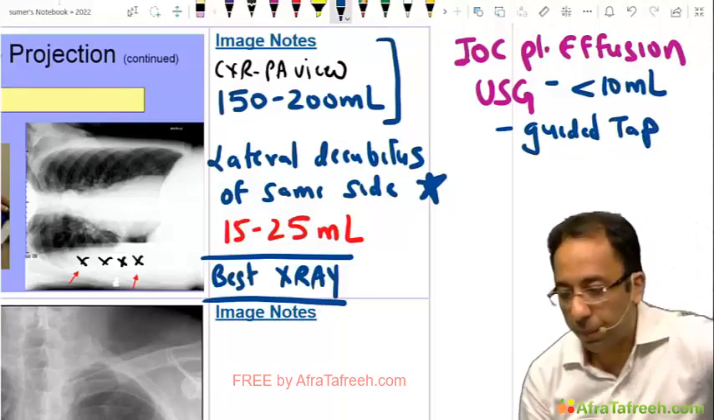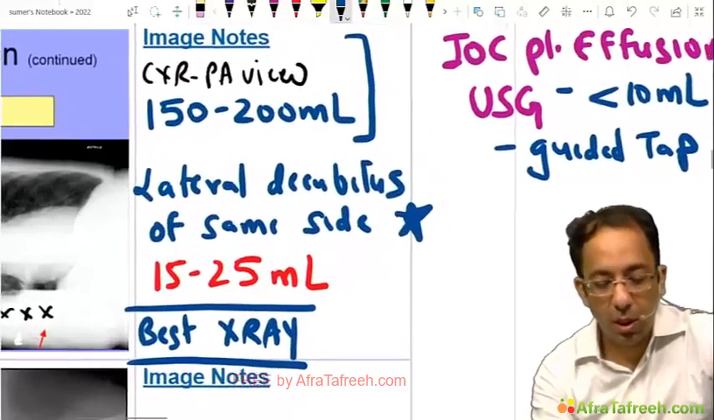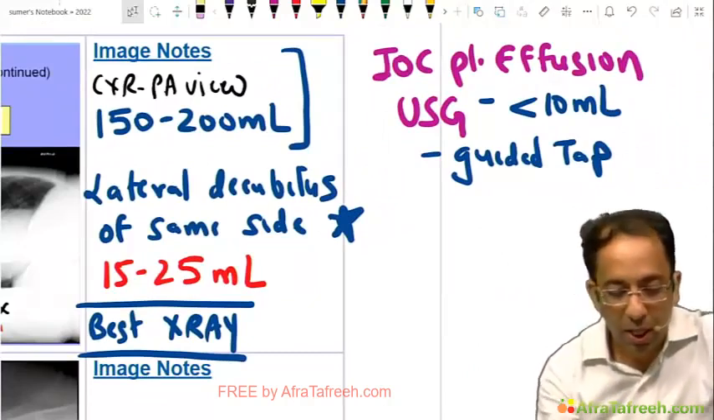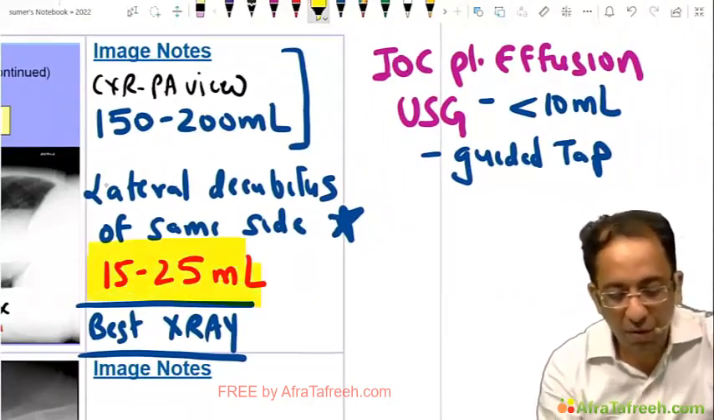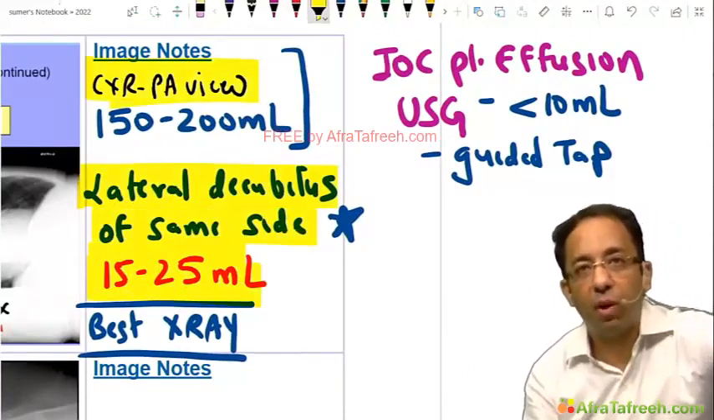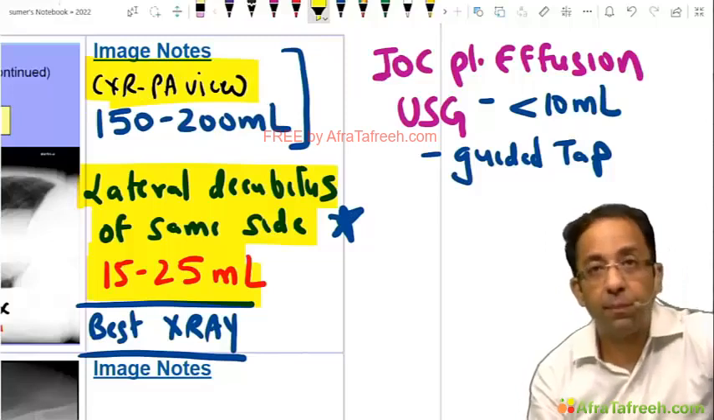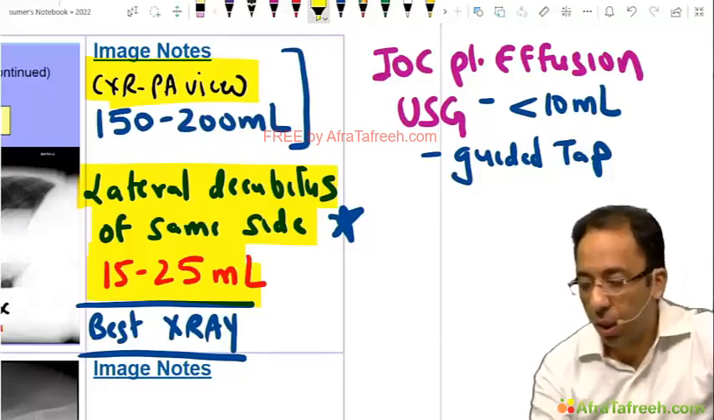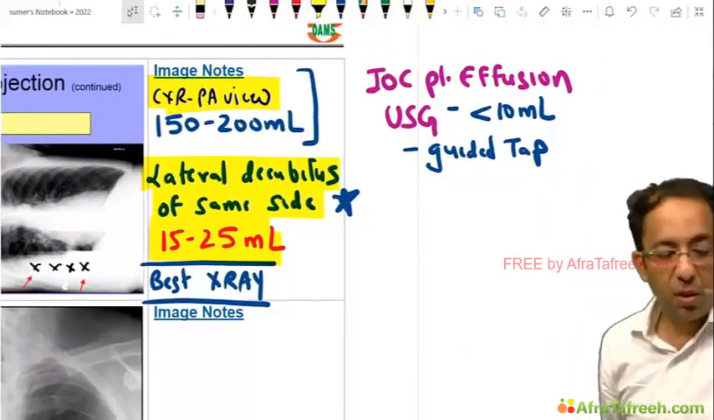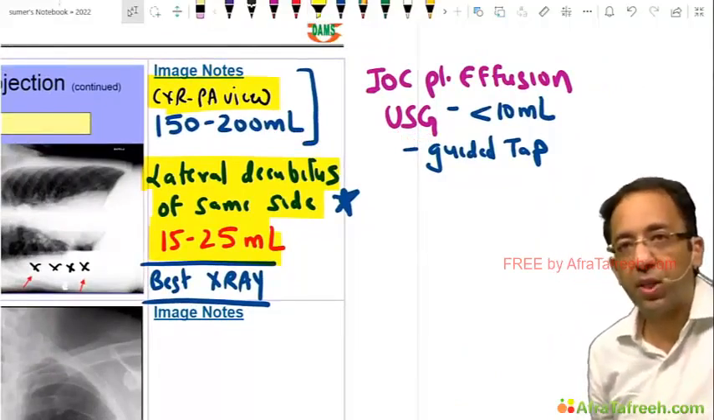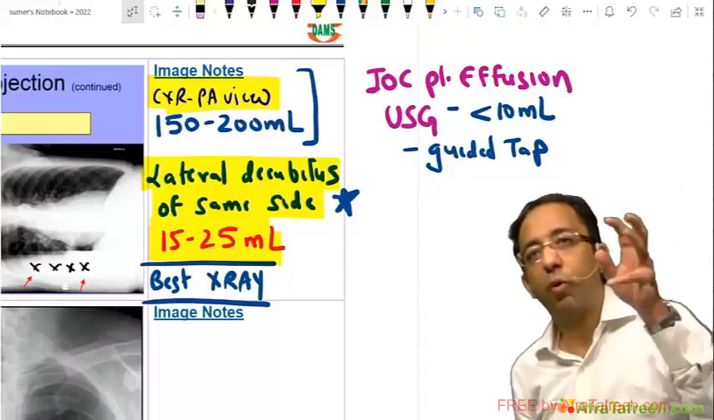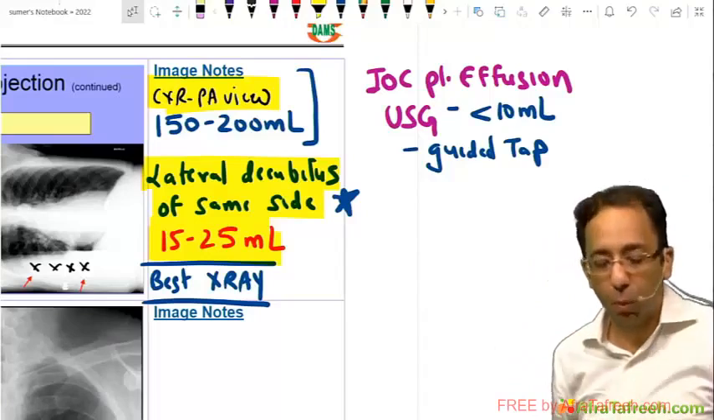Everybody understands? Are you able to see the slide now? As little as 15 to 25 ml fluid can be seen on lateral decubitus, chest X-ray PA view 150 to 200 ml. Now, one question. Some bachas are writing FAST in the chat box, which is not correct, beta. We do FAST when we are thinking of trauma. So wait, I will come to that point.